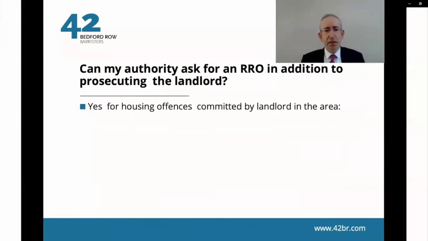So the next question is, if there's been a prosecution of a landlord for a relevant specified offence, can the local authority also apply for a rent repayment order in respect of the same offence? Fortunately, there is a clear answer to this, and a local authority can apply for a rent repayment order where there's been a prosecution for the same offence.